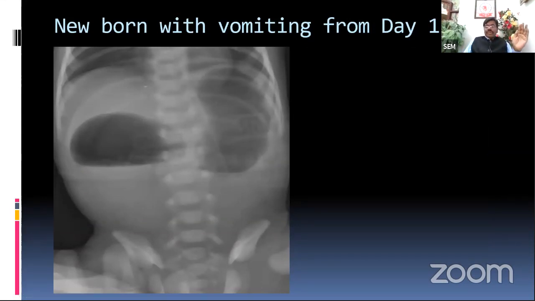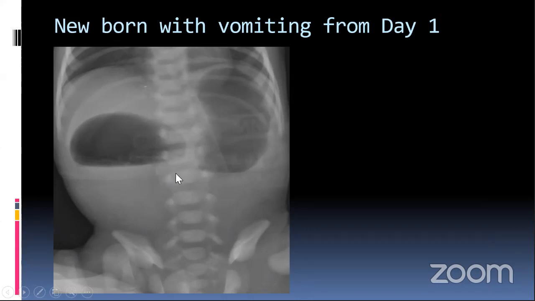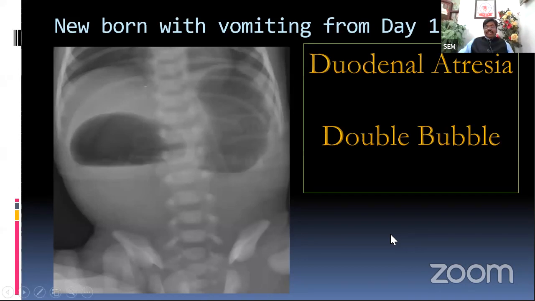Okay, this is, I think, probably the final X-ray. Another newborn from day 1 after birth coming with bilious vomiting. The X-ray taken shows this picture. What is the classical radiological finding? Anybody? Here is one dilated bubble. Sir, another bubble, double bubble sign. Duodenal atresia, yes, good, Kadiraman, well done.